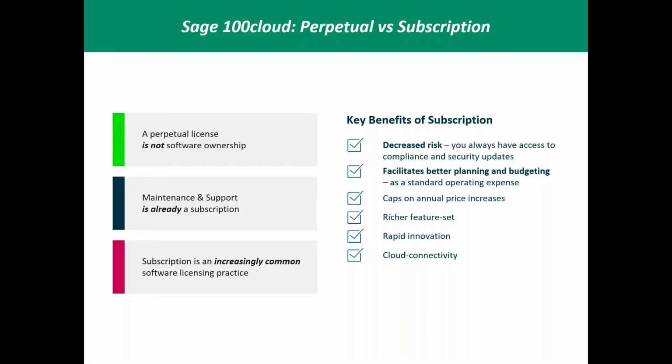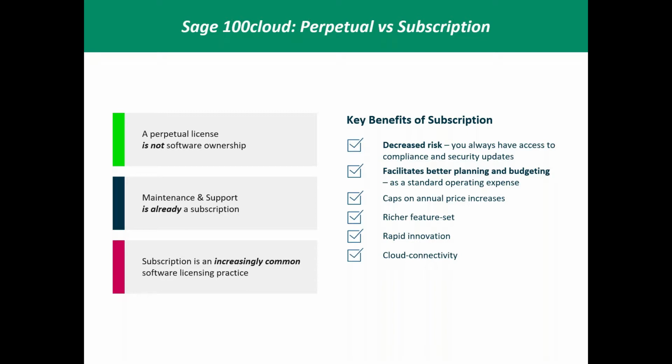We often hear of business owners with reluctance to move to subscription pricing because they have traditionally purchased software. But when you think about it, annual maintenance and support is already a form of a subscription. Without the annual business care plan, businesses are unable to receive support, access product updates, or add users or modules. More and more software is only being offered as a subscription, and there are many benefits of pay-as-you-go pricing, including lower upfront costs, quicker return to value, decreased risk, because you always have access to compliance and security updates, and caps on annual price increases.